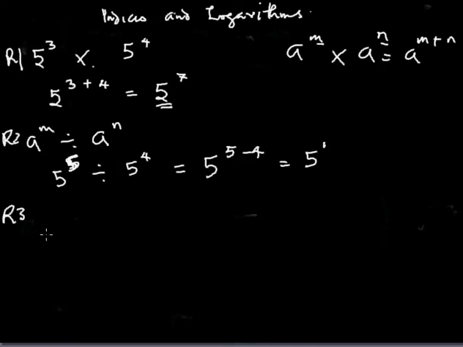Then rule 3. If you have, rule 3 is a raised to power m and n, which is the same thing as a raised to power m times n. Then we now have a raised to power, let's take for instance the a.